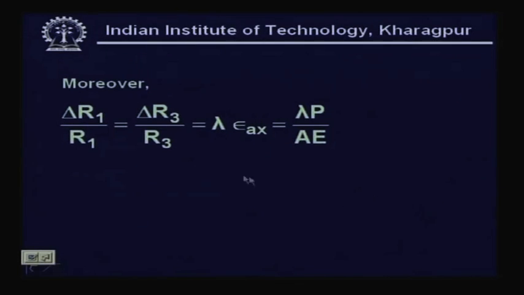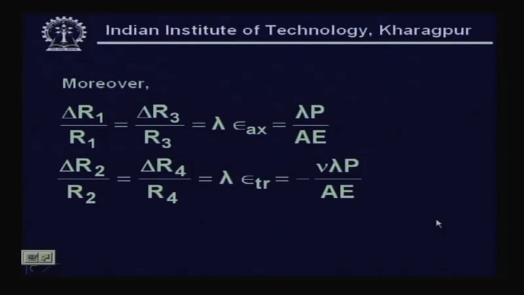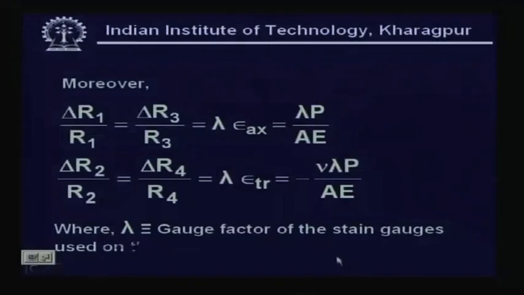It is multiplied by lambda, which is the gauge factor of the strain gauge material, and multiplied by the strain it will be equal to lambda P by A E. And delta R 2 by R 2 will be equal to delta R 4 by R 4 equal to lambda into epsilon transverse, that means the transverse strain, equal to minus nu lambda P by A E. This is coming from the basic formula which we discussed in lesson 4, when we discussed the load cell and the strain gauges. Well, lambda is the gauge factor of the strain gauges used in the load cell, right.